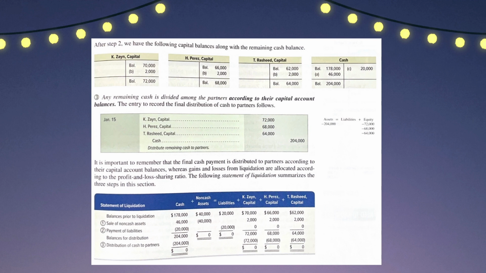Third, any remaining cash is divided among the partners according to their capital account balances. The entry to record the final distribution of cash to partners follows. It is important to remember that the final cash payment is distributed to partners according to their capital account balances, whereas gains and losses from liquidation are allocated according to the profit and loss sharing ratio. The following statement of liquidation summarizes the 3 steps in this section.